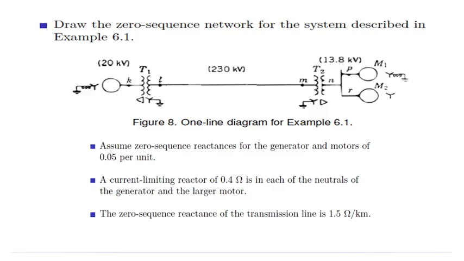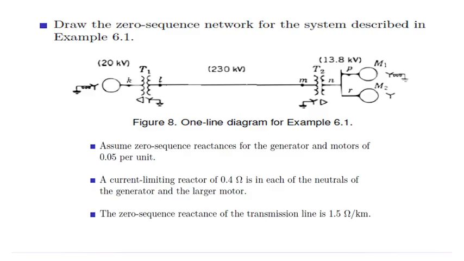To develop the zero sequence network, it is necessary to consider the zero sequence reactances of all components and the grounding conditions of each element. The slide specifies that the generator and motors have zero sequence reactances of 0.05 per unit, while current limiting reactors of 0.4 ohm are installed in the neutrals of the generator and the larger motor, affecting the flow of zero sequence currents.